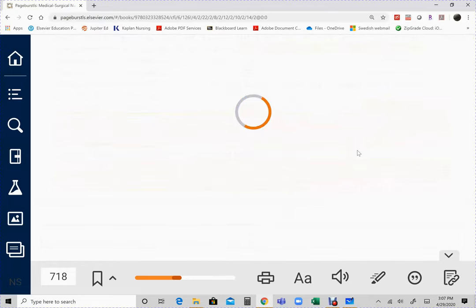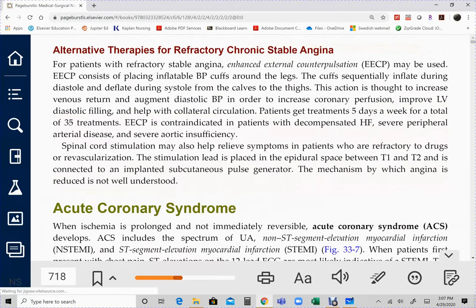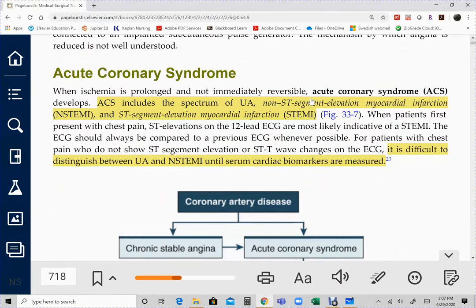Hey, let's go to the other half now, which should be much faster because the interventions are similar to what we did in chapter 32. All right, acute coronary syndrome. So I said there are three. We have unstable angina, NSTEMI, and we have STEMI.